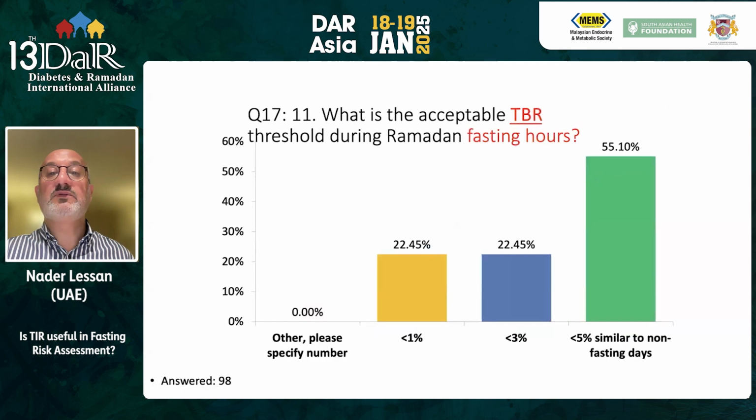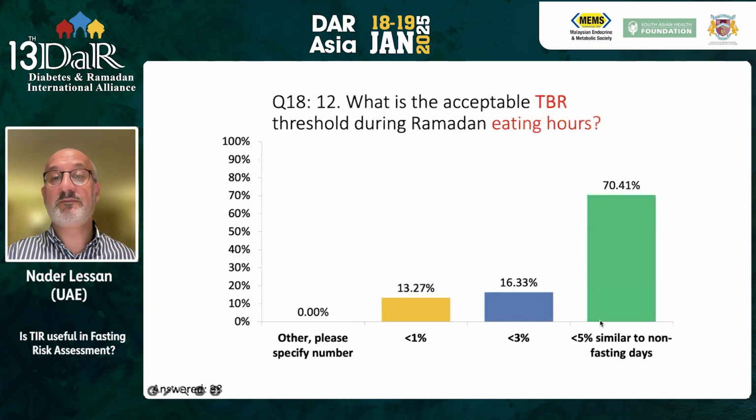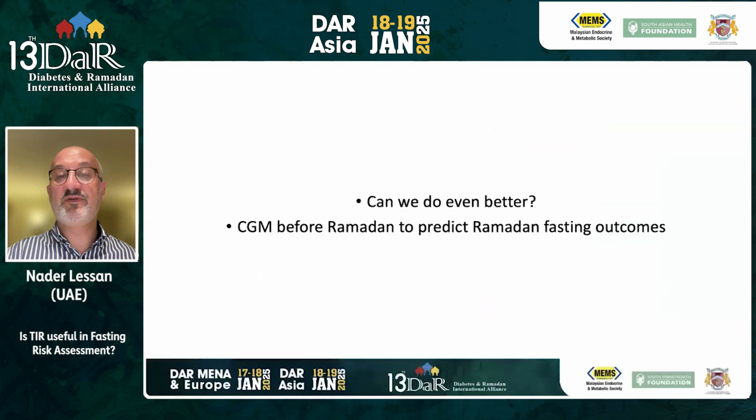And what is the acceptable time below range threshold for fasting hours during Ramadan? 55% thought it should be less than 5%, similar to non-fasting days. 22.5% nearly thought it should be less than 3%. 22.5% again thought it should be less than 1%. So about 44 to 45% of our respondents thought that it should be more strict compared to non-Ramadan. What is the acceptable time below range threshold during Ramadan eating hours? Most of them thought it should be similar to non-Ramadan.